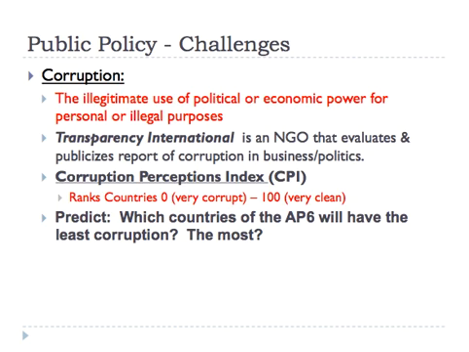Corruption is the illegitimate use of political and economic power, whether for personal gain or maybe party gain, for illegal purposes. Transparency International is a non-governmental organization that evaluates corruption and business practices throughout countries, and they report on it. They created a corruption perceptions index that rates countries from 0, which is very corrupt, to 100, very clean. Again, one of the questions we'll ask: which countries of the AP6 will have the least corruption, the most? And you can make your guesses with that. And that is part 5 of the intro unit.